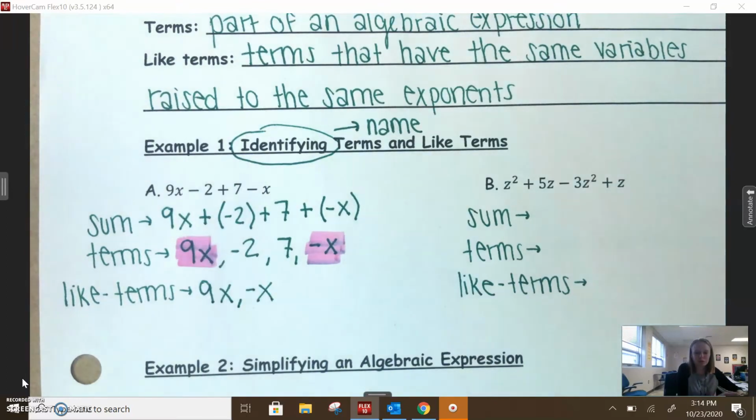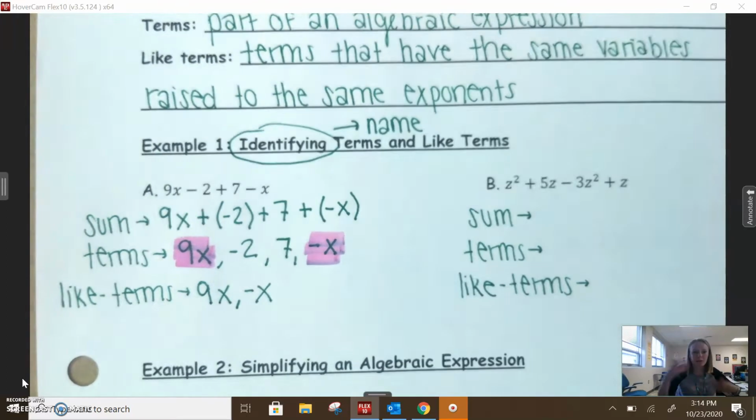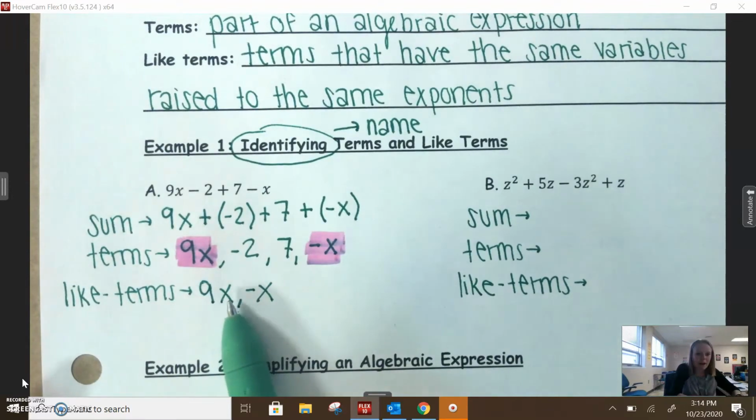Like terms are usually in pairs. Sometimes there can be 3, or you can have 4 of them, but there has to be more than one.